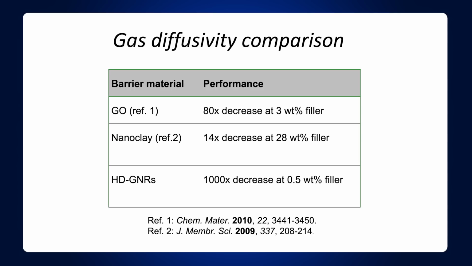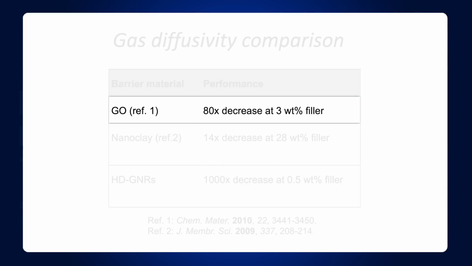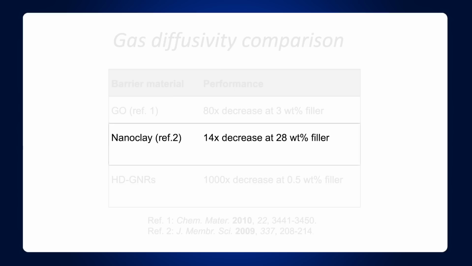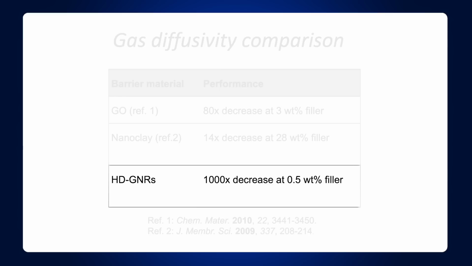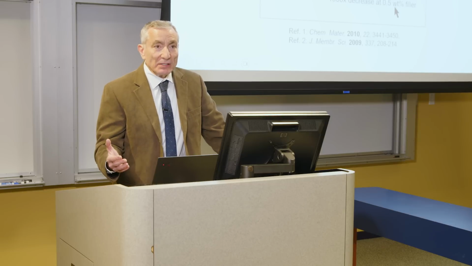And so if you just use graphene oxide, which people had used, you could get an 80% decrease in nitrogen diffusivity through the plastic at 3 weight percent filler. If you use nanoclays, you had to use 14x decrease, with 28% filler. So there's a lot of inorganic clay in those bottles, keeping that CO2 in and keeping the oxygen out. With the graphene nanoribbons, we could get 1,000x decrease with half a weight percent filler. So that's a big advance, you see?